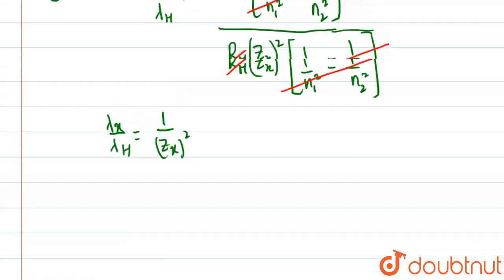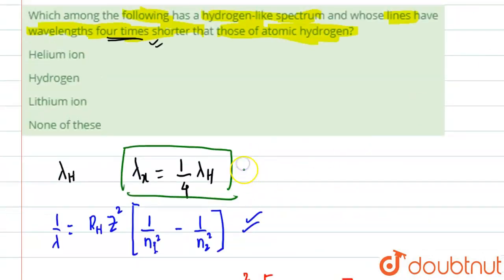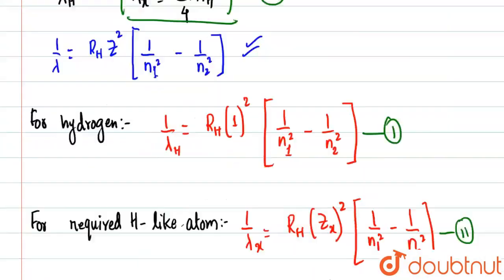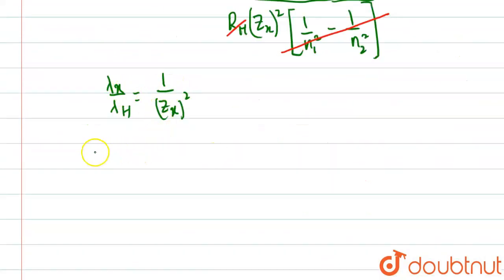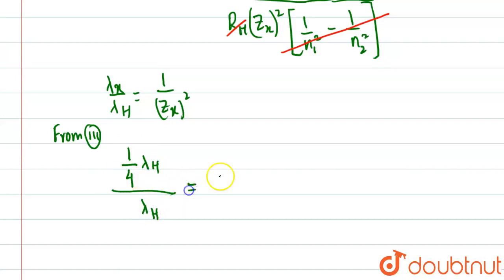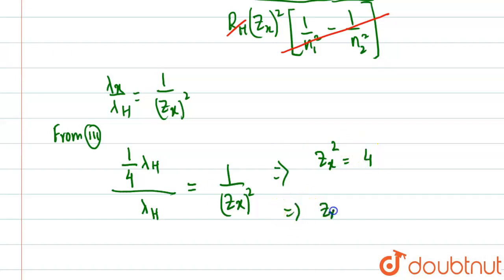I have already given equation number 1, so let's name this equation 3, so as to not create problems. From 3, we will put in 1 by 4 into lambda h divided by lambda h, which will be equal to 1 by Zx square. Zx is basically the atomic number of the required thing. So Zx square will become 4, so Zx will become 2.